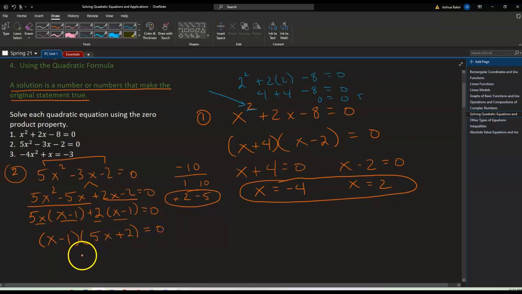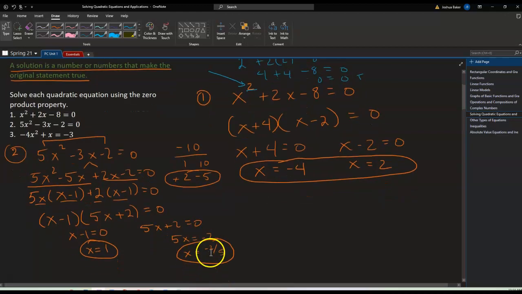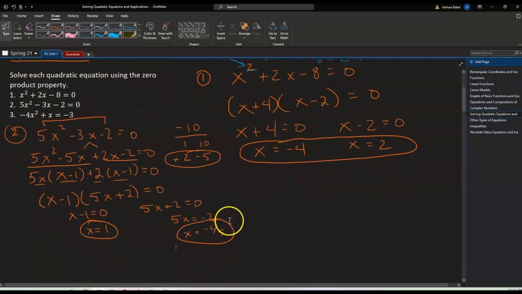All right. So now I am ready to use the zero product property, and I will get an answer of 1. And if I subtract the 2 over here and divide by the 5, I get a negative 2/5. So I've got two distinct answers here for this one. All right, and so this is doing this using the zero product property because we are able to factor these.